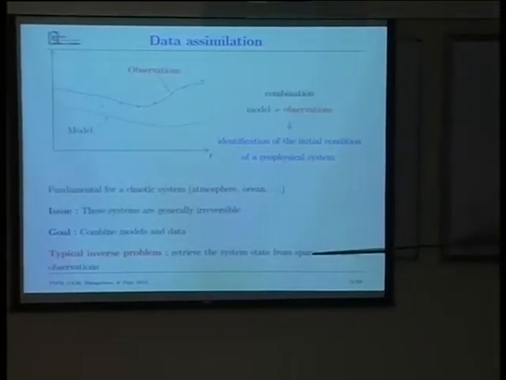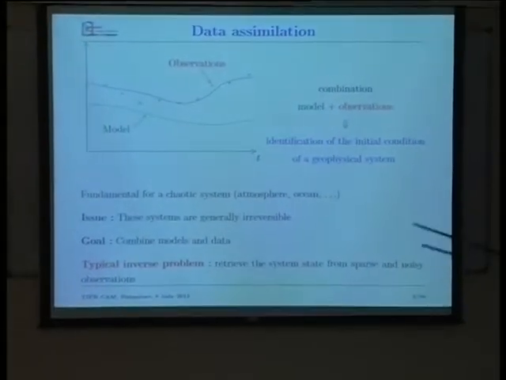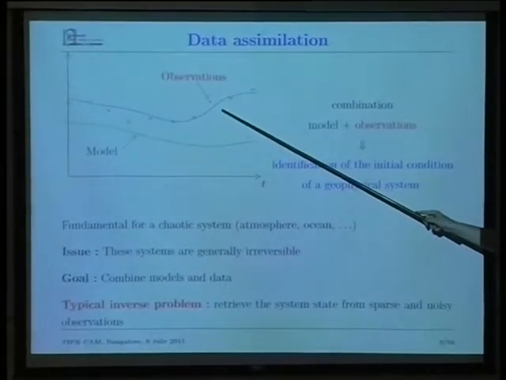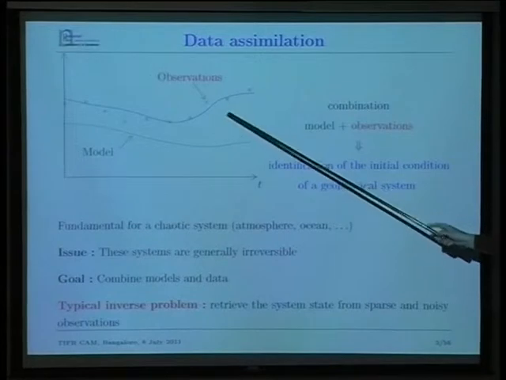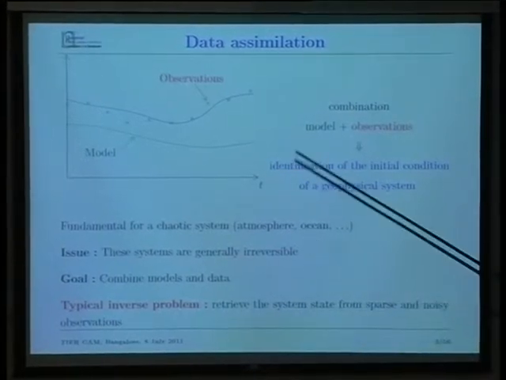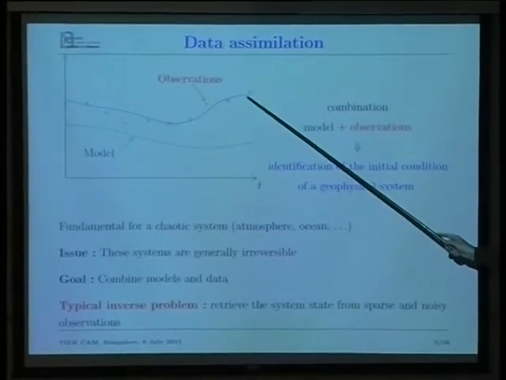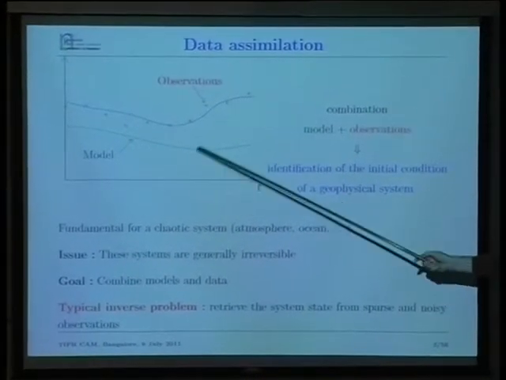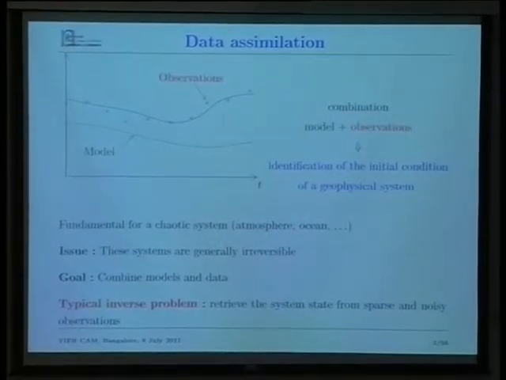So this, from a mathematical point of view, is a typical inverse problem. The goal is to retrieve the system state from sparse and noisy observations. So the direct problem is, if you know the good solution, you can extract observations, and the inverse problem is, from the observations, get back to the solution.